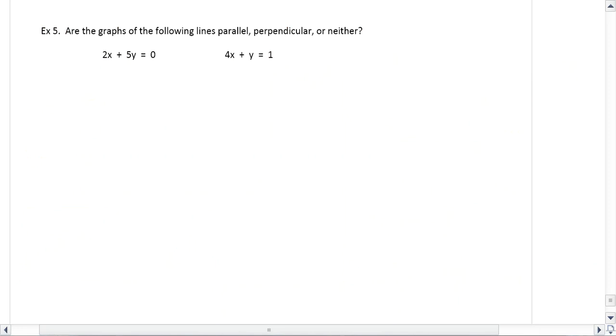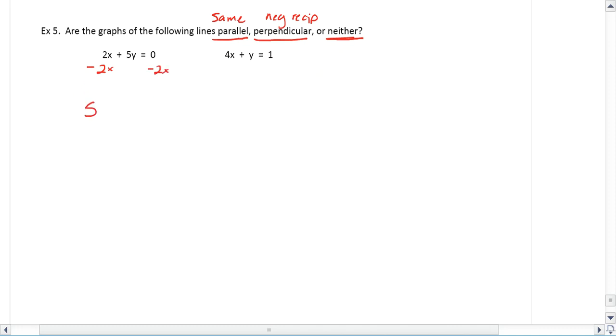In this last example, we're given 2 lines and we're asked to tell, are these lines parallel to each other or perpendicular or maybe neither? So we know that we have to check the slopes. If the slopes are the same, we'll say that they're parallel. If they are negative reciprocals of one another, we will know they're perpendicular. And if they're not related to each other in any way like that, we'll say it's neither. So I think the easiest way to find slope is to put it in slope-intercept form.